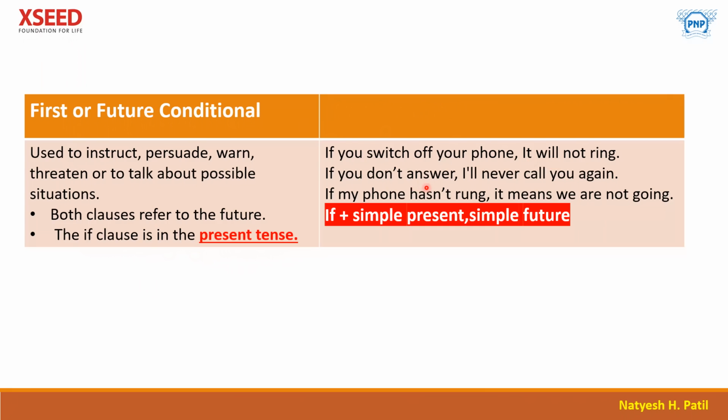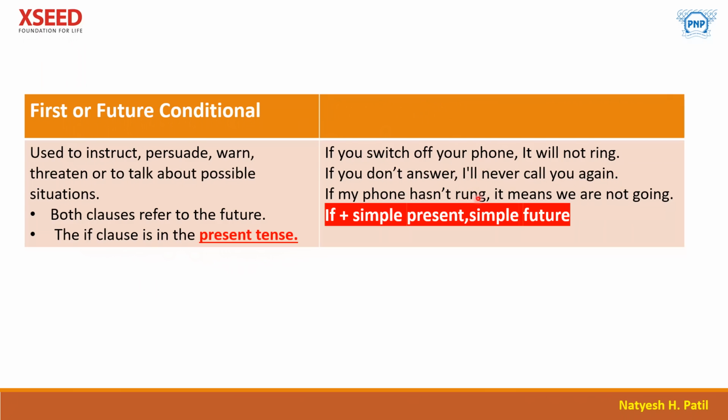Second sentence is, if you don't answer, I'll never call you again. Now this one is in simple present tense, since you can't see words like will, did or any other word. So this is in simple present tense, since we are using the basic form of the verb. But here we are using I'll, which is the short form of will. I'll never call you again.